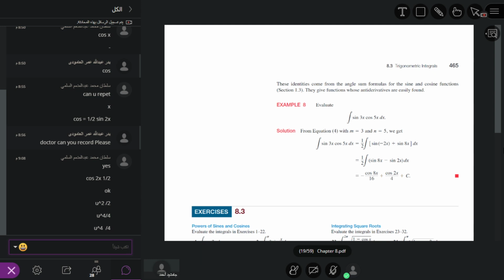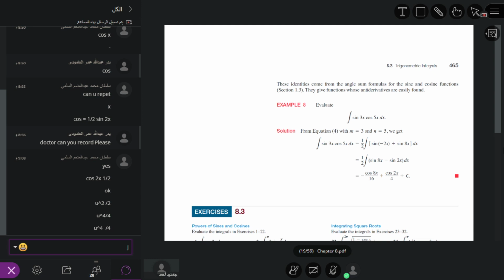If you see, what is this? It is the square root of 1 minus sine square t dt. So if we use the identity, what is 1 minus sine square t? It is equal to cosine square t.